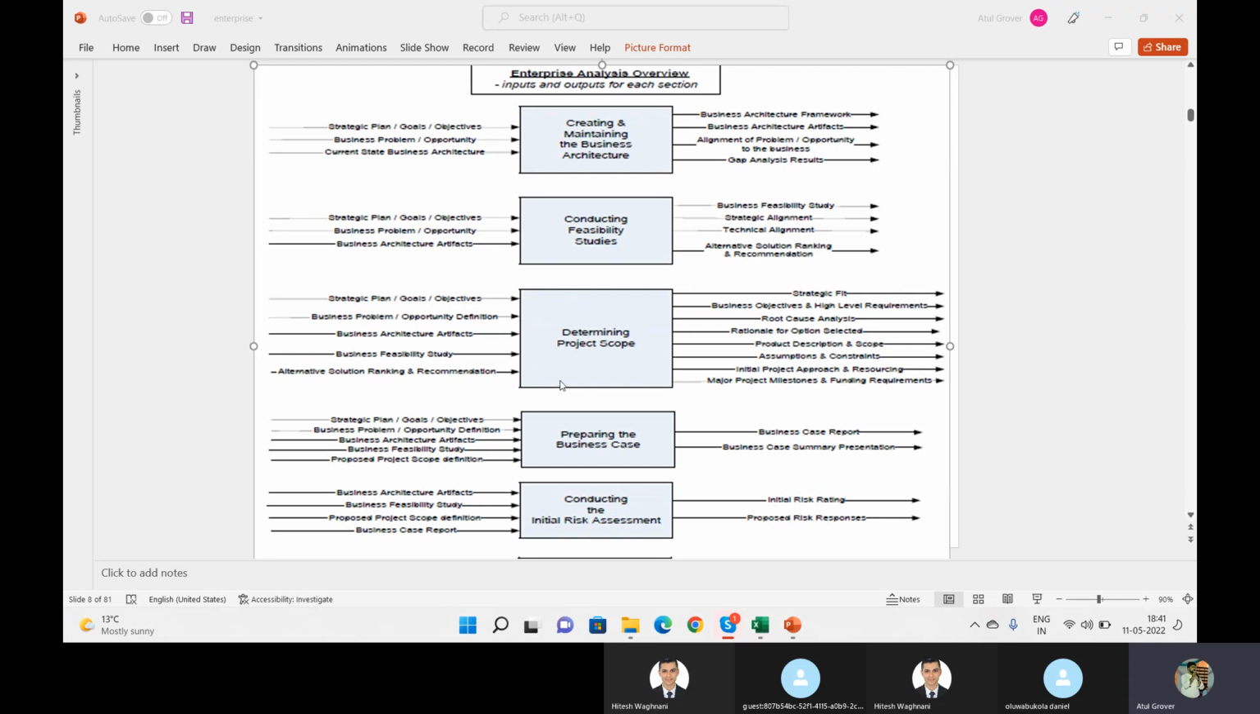Then determining the project scope. When you identify the problem statement, then it becomes the project for you. And what is the project scope? We have to define it here. So you can see everybody's output is becoming the input for the next phase. So there's alignment already becoming here. See all the things, and then you're determining the project scope.